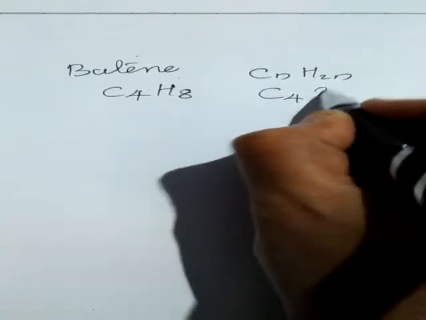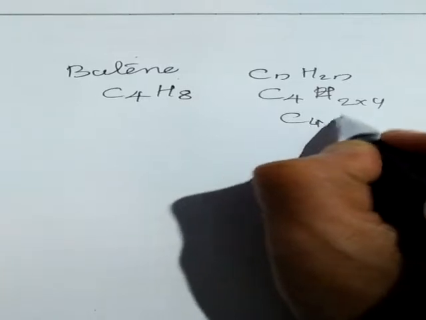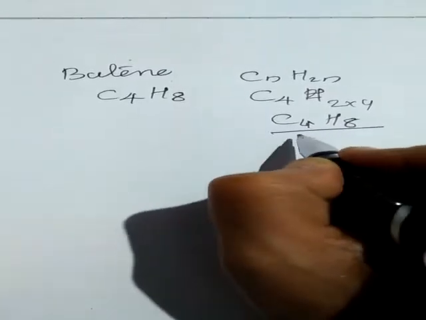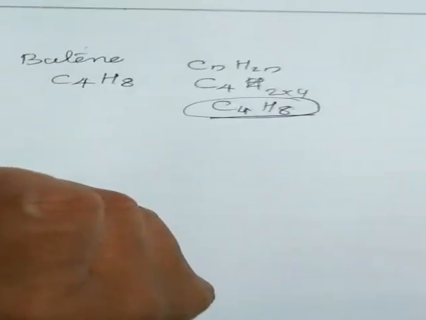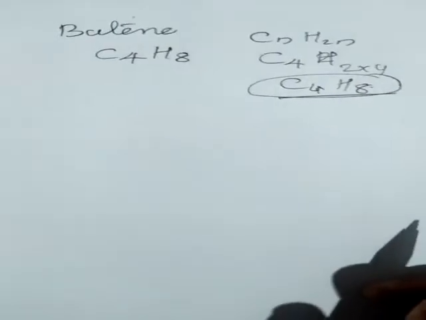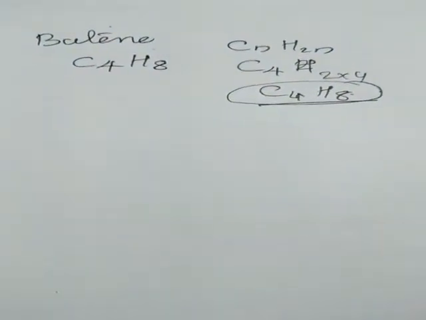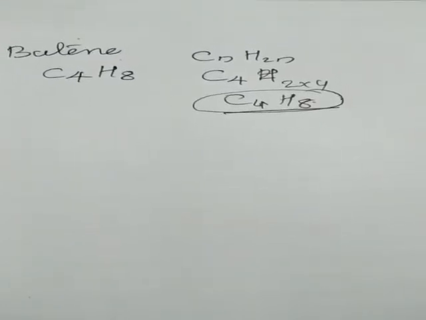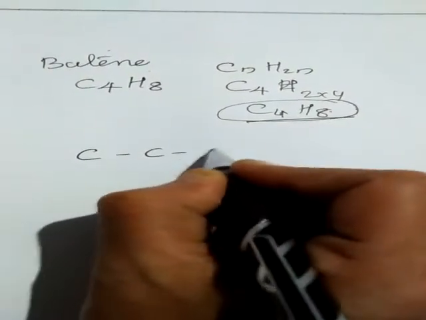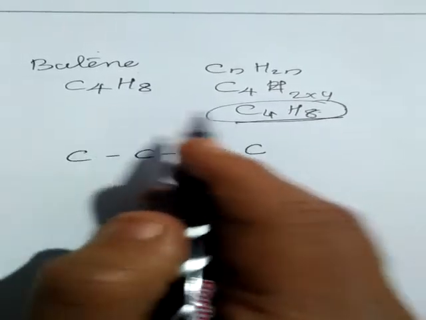So 4 carbon with hydrogen 2 into 4, that is C4H8. This is the molecular formula for butene. And now we can see how to draw the structural formula of butene. See children, here also first we have to connect each carbon atom. But the main difference is here in any one chain we represent the double bond. That is, first we represent each carbon atom, and here in any chain we use a double bond.